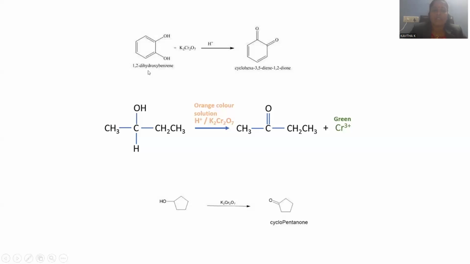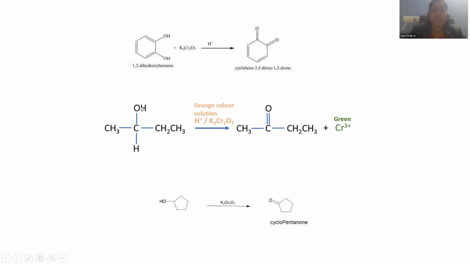And here I'm taking another kind of compound. This we already discussed earlier. Let me repeat one more time. This is a vicinal dihydroxy compound, which upon treating with potassium dichromate provides a diketone over there. This destroys the aromaticity in this oxidation process.